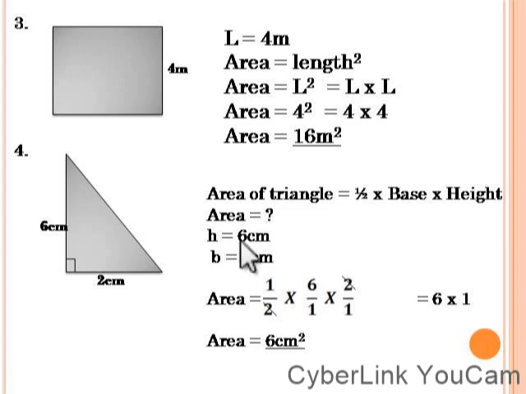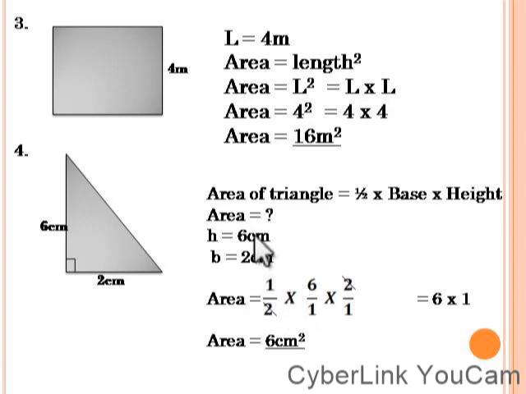The height is given to us as 6 centimeters. The base is given to us as 2 centimeters. Then let's apply it in our formula here. This is our half, as we have it here, half, then times base. And our base here is what? That is 2. Okay, we place it here, but it doesn't matter. Then 2 over 1. Then the height is given to us as what? 6. And that's 6 over 1. It doesn't matter how you place it. It will always give you the correct answer, the same answer.